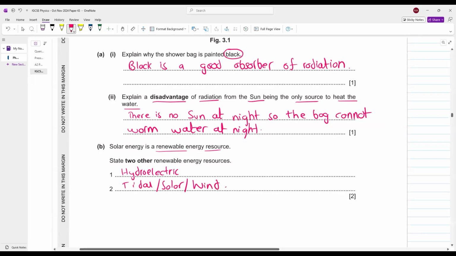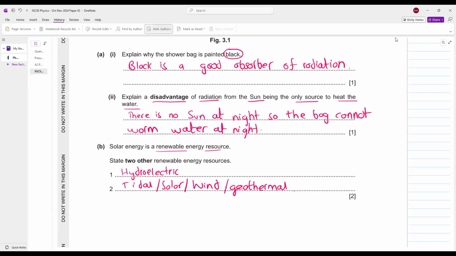What other energy can you say here? Yes, solar said, wind said. What else can you say? You can say geothermal energy. Simple. Let's further move ahead.